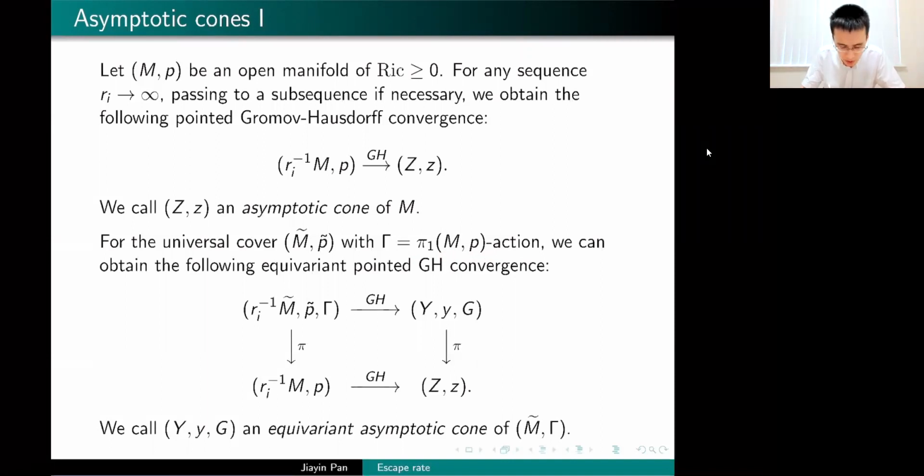So here we take the gamma action into account, then that will also pass to a limit G action on the limit space Y. So this capital Y is an asymptotic cone of M tilde, and Z is an asymptotic cone of M. So we call this (Y, G) an equivariant asymptotic cone of (M tilde, gamma). Now, again, this may not be unique in general, right?